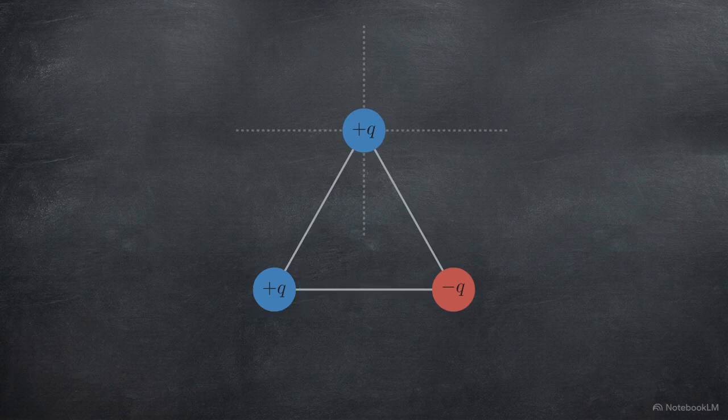Look at the interaction between the top charge and the bottom left charge. Since both are positive, they repel. The bottom left charge pushes the top charge away, creating a vector arrow angled up and to the right. Now look at the bottom right charge. It is negative, so it attracts the top positive charge. This pulls the top charge inward, along the edge of the triangle, toward the bottom right.